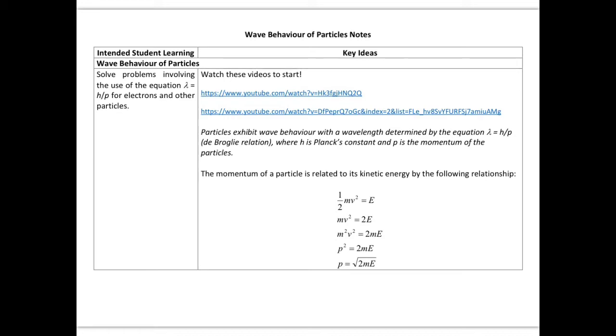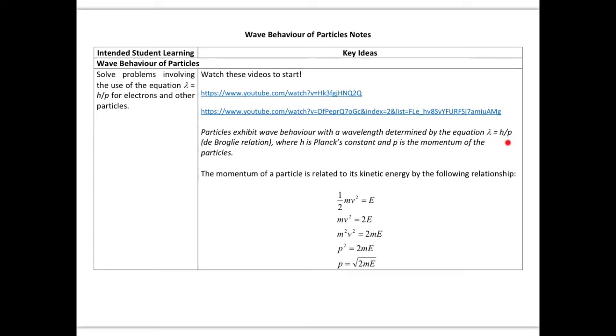And I guess the most common property we use to characterize a wave is the wavelength. So now we have this formula here which tells us the wavelength of a particle. So the wavelength of a particle is equal to Planck's constant divided by its momentum.